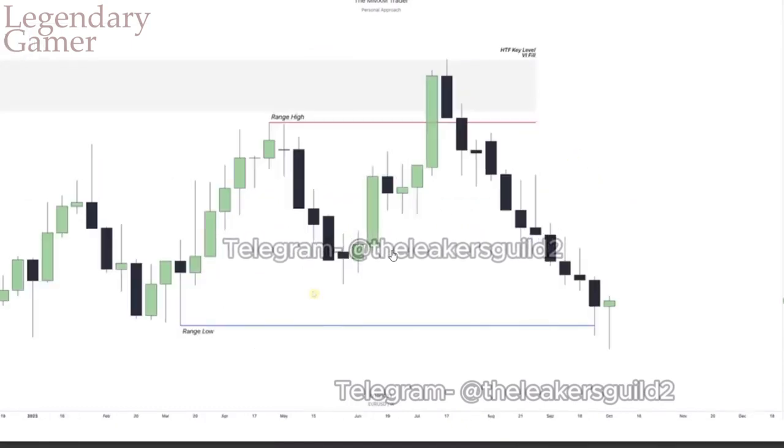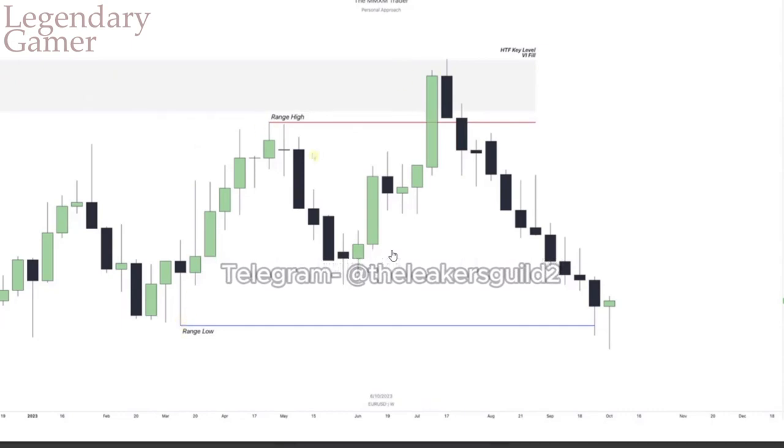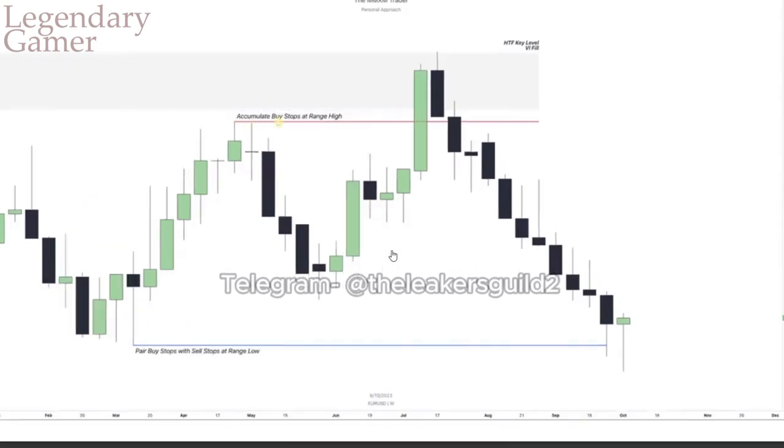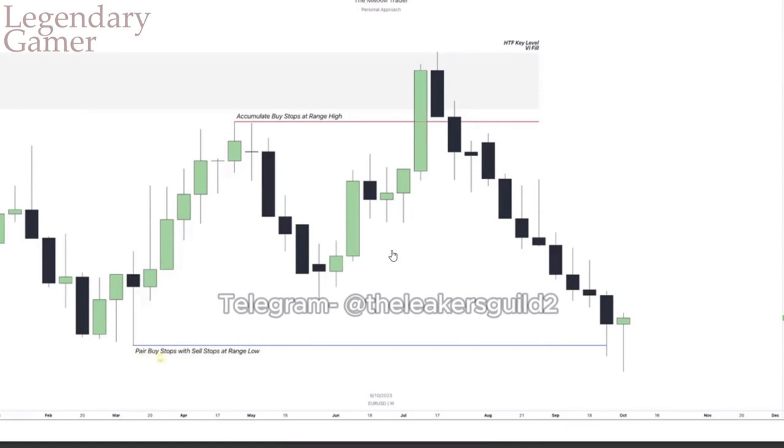So let's zoom in a little. We've got a higher time frame key level to the left of us, right? We've got that weekly volume imbalance fully filled up. And what is going on over here? We've got a range low and a range high. So what happens above that range high? We want to accumulate buy stops at that range high, right? And then we want to pair up buy stops with the sell stops below the range low here.